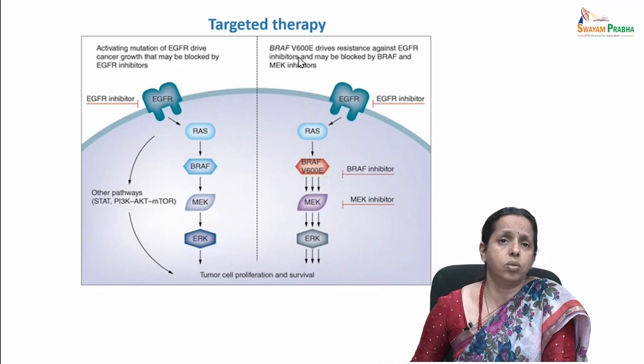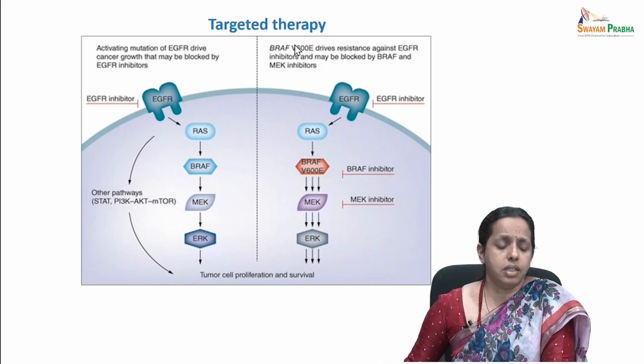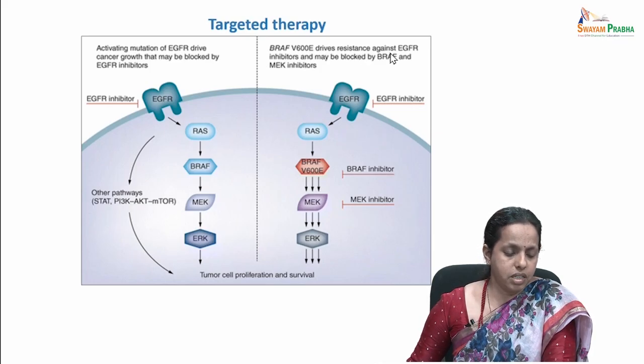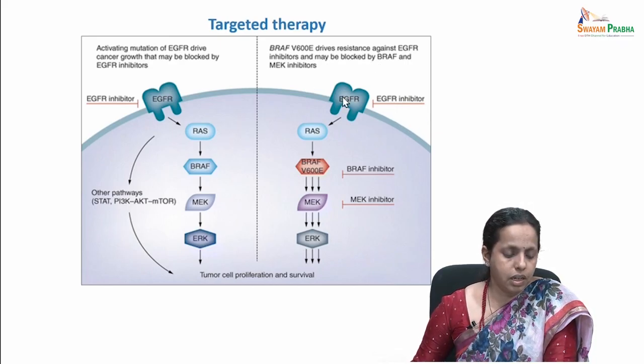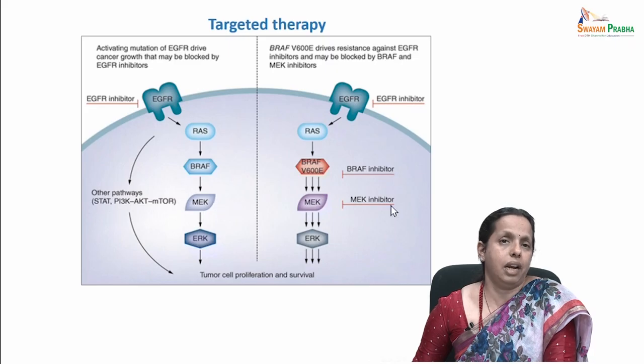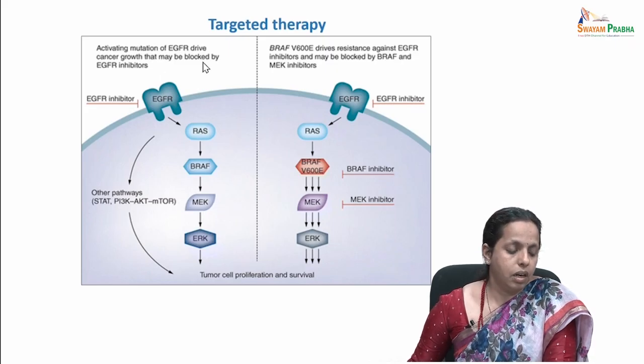Even here, you have a mutation in BRAF, mostly for thyroid. V600E drives resistance against EGFR inhibitors and may be blocked by your BRAF and MEK inhibitors, such as vemurafenib. Here, this is an EGFR inhibitor which will have downstream effects on RAS, and then the BRAF inhibitors and the MEK inhibitors. This is again a complete example of targeted therapy. So, a very, very important slide here.